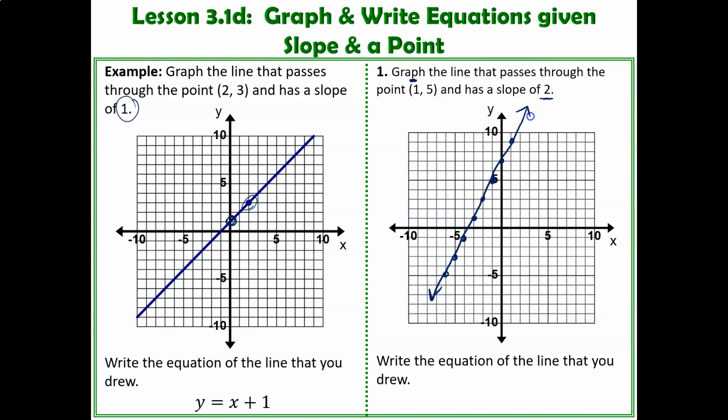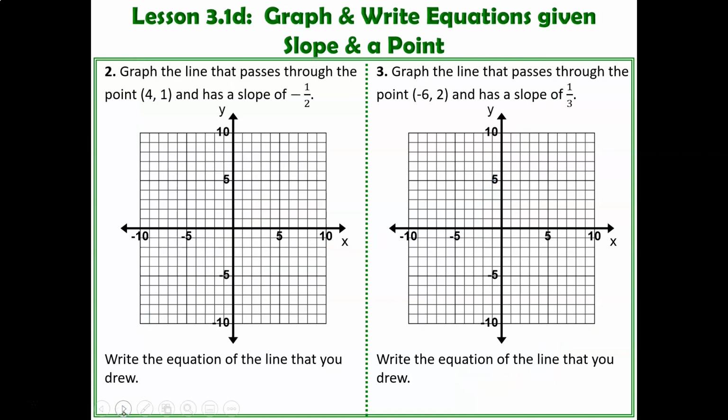Try to be as straight as possible. You guys can use your rulers. Okay, so now these are the pieces that we need. They gave us the slope, so we're going to plug that in, it was 2. Now if we look at this line, it crosses the y-axis right there at 7, so your y-intercept is 7.